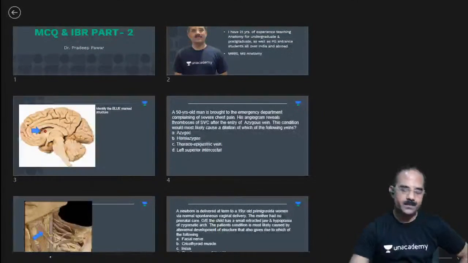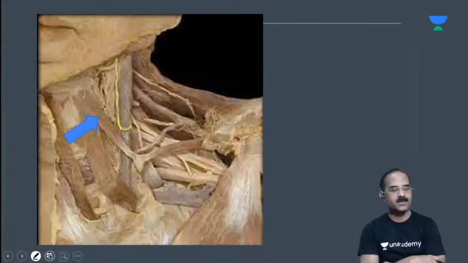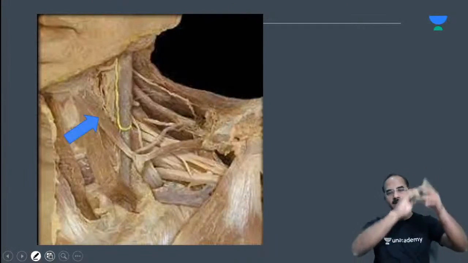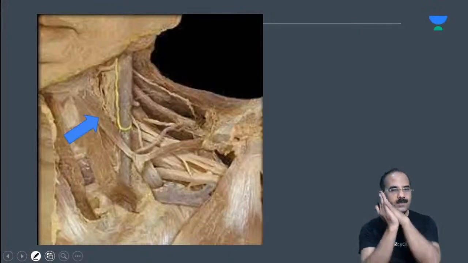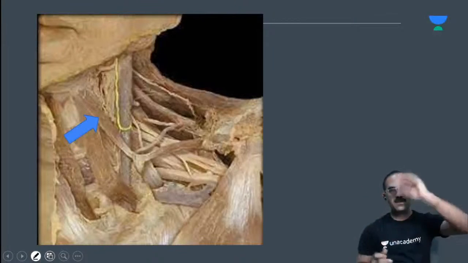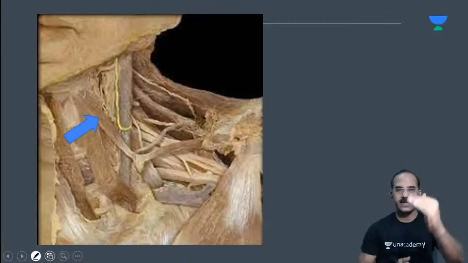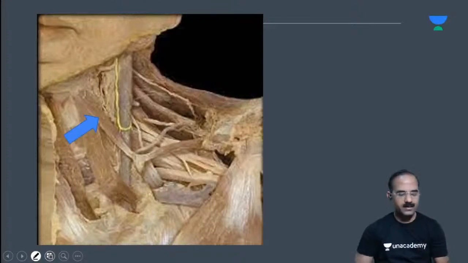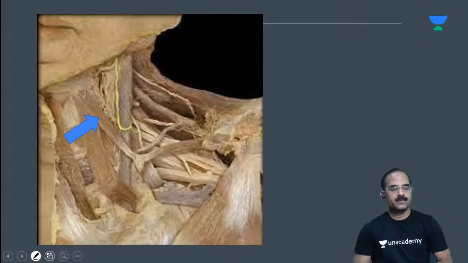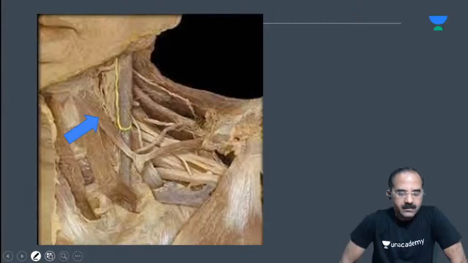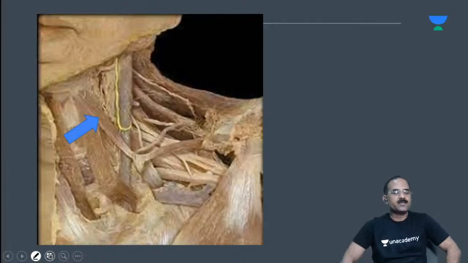Right. So now coming to this, just one last MCQ I'll be able to tell you. I've started this series, MCQ and image based revision, Thursday, Friday, Saturday, Sunday, 4 days in a week, till your INI-CET. Okay, identify this pointed structure.